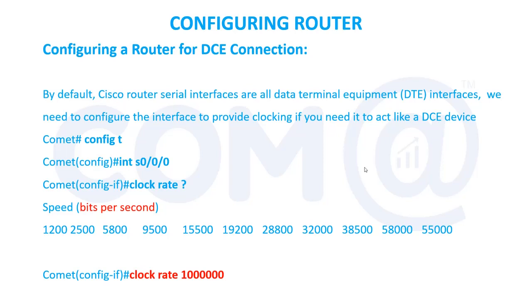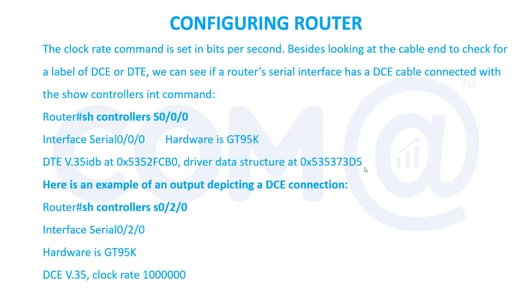Various speeds are available, starting from 1200 up to 55,000 and more. You can configure any available value, such as 55,000 or 19,200, whatever it is. This is bits per second. Once I make the change, the serial interface, show controllers S0/2/0, shows it becomes a DCE device and the clock rate is set.